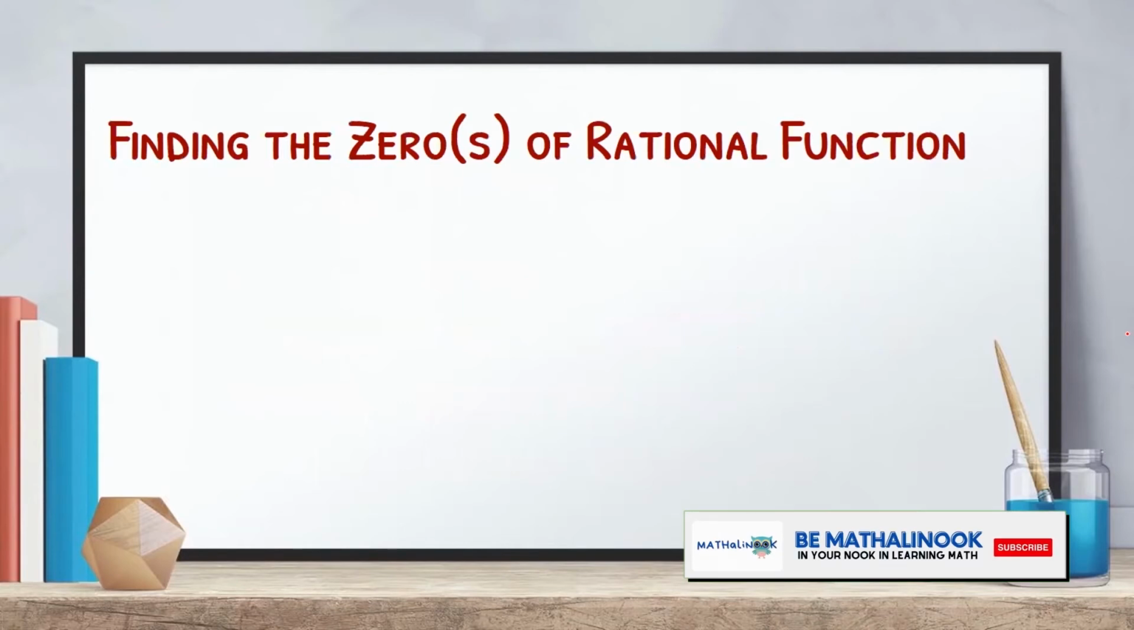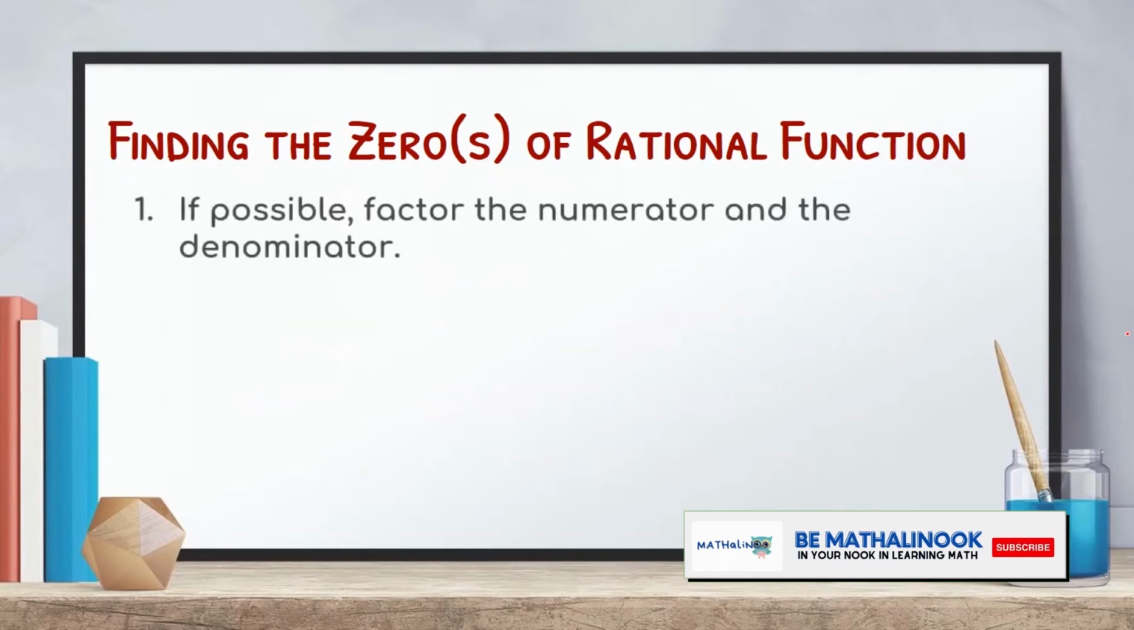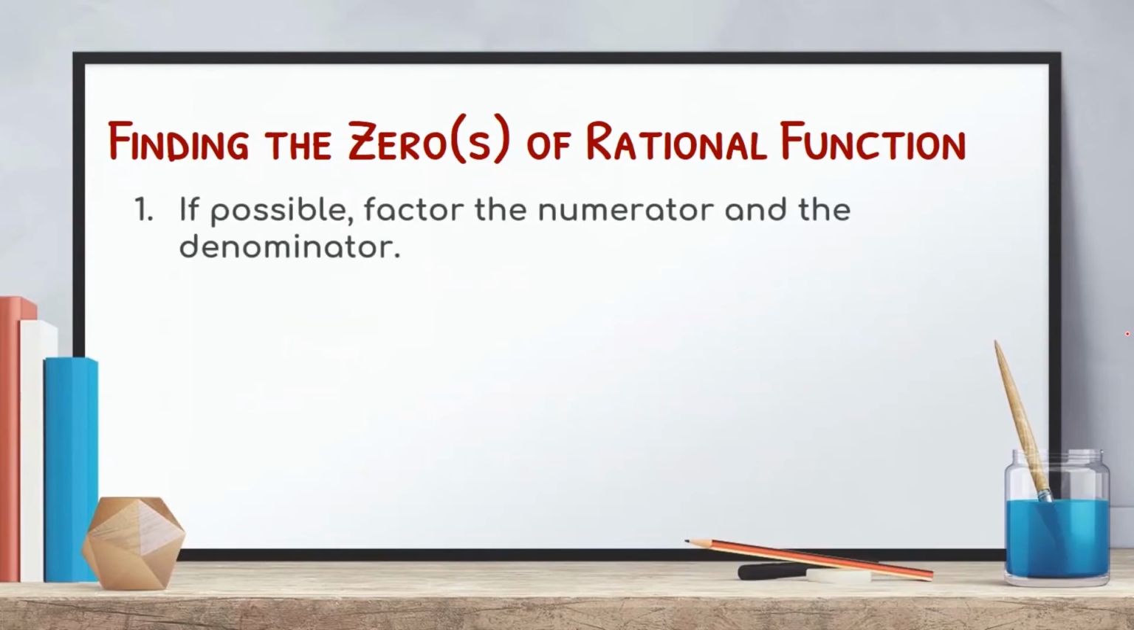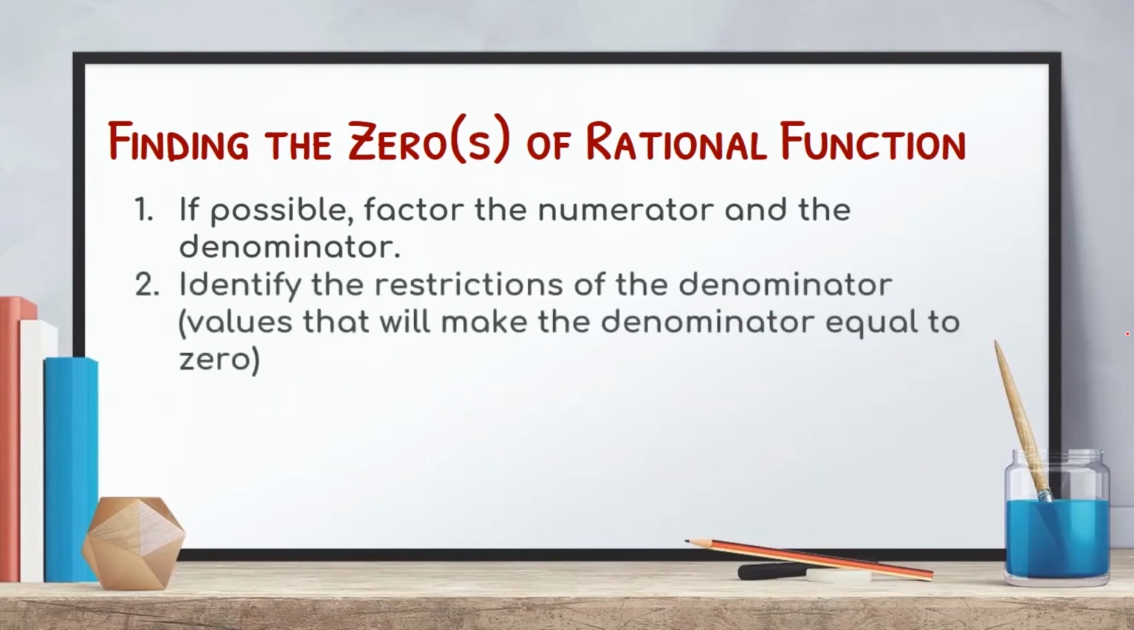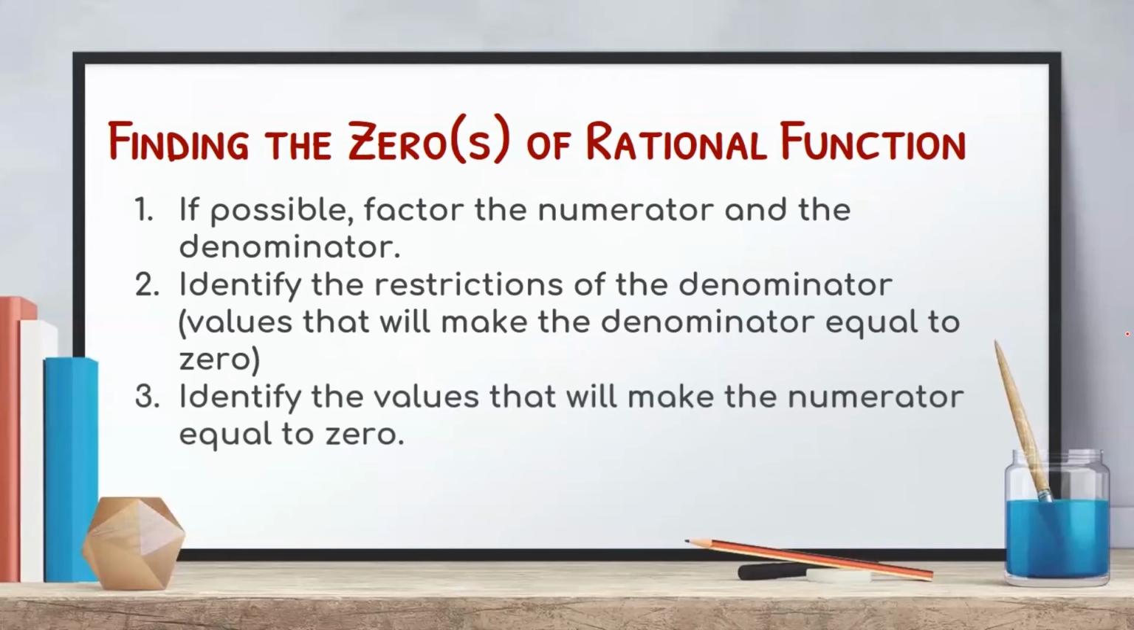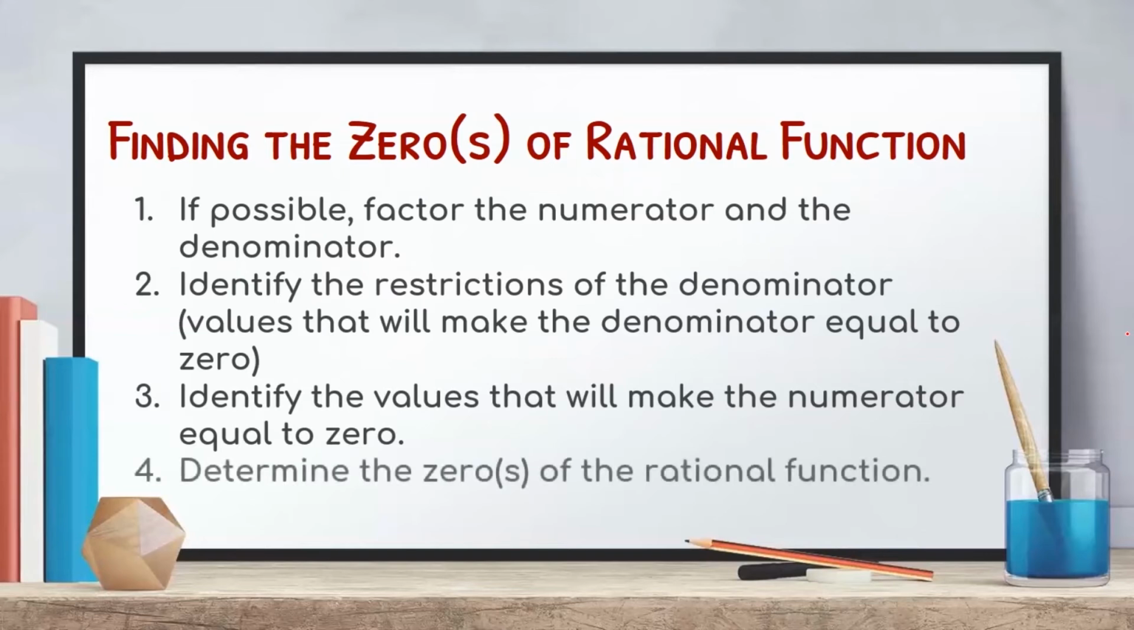These are the steps in finding the zeros of rational functions. First, if possible, factor the numerator and the denominator. Second, identify the restrictions of the denominator, values that will make the denominator equal to 0. Third, identify the values that will make the numerator equal to 0. And finally, determine the zero or zeros of the rational function.